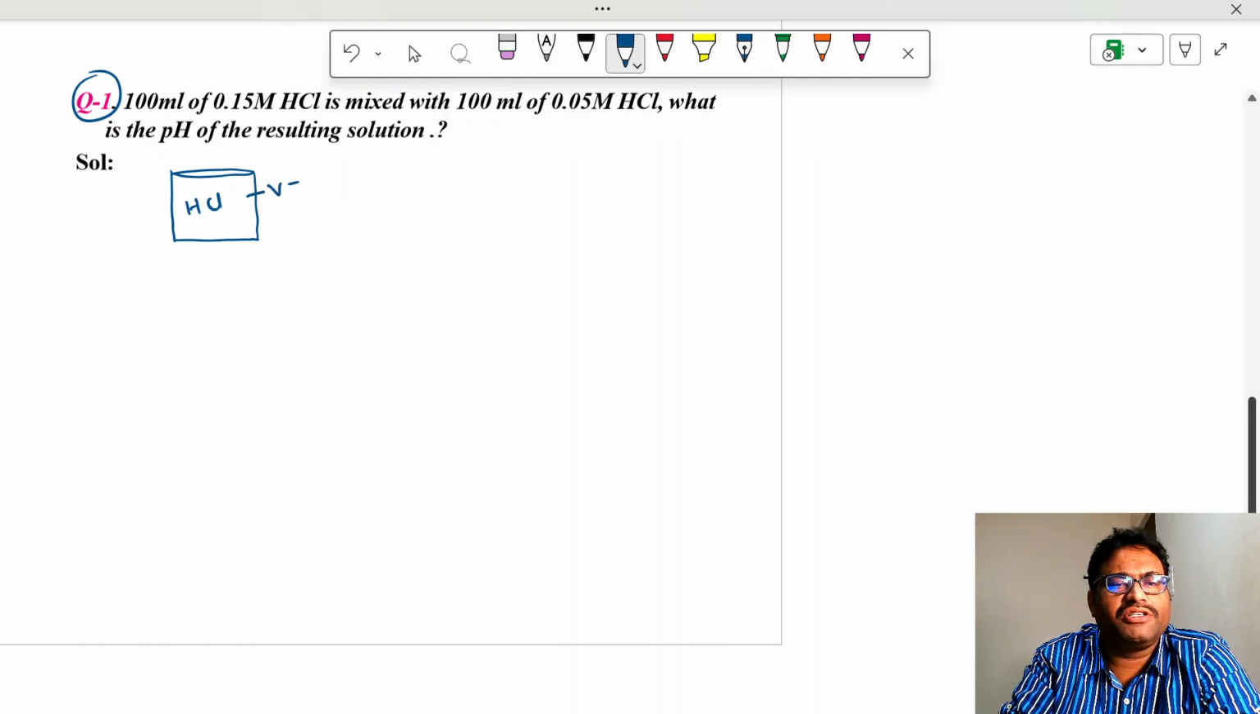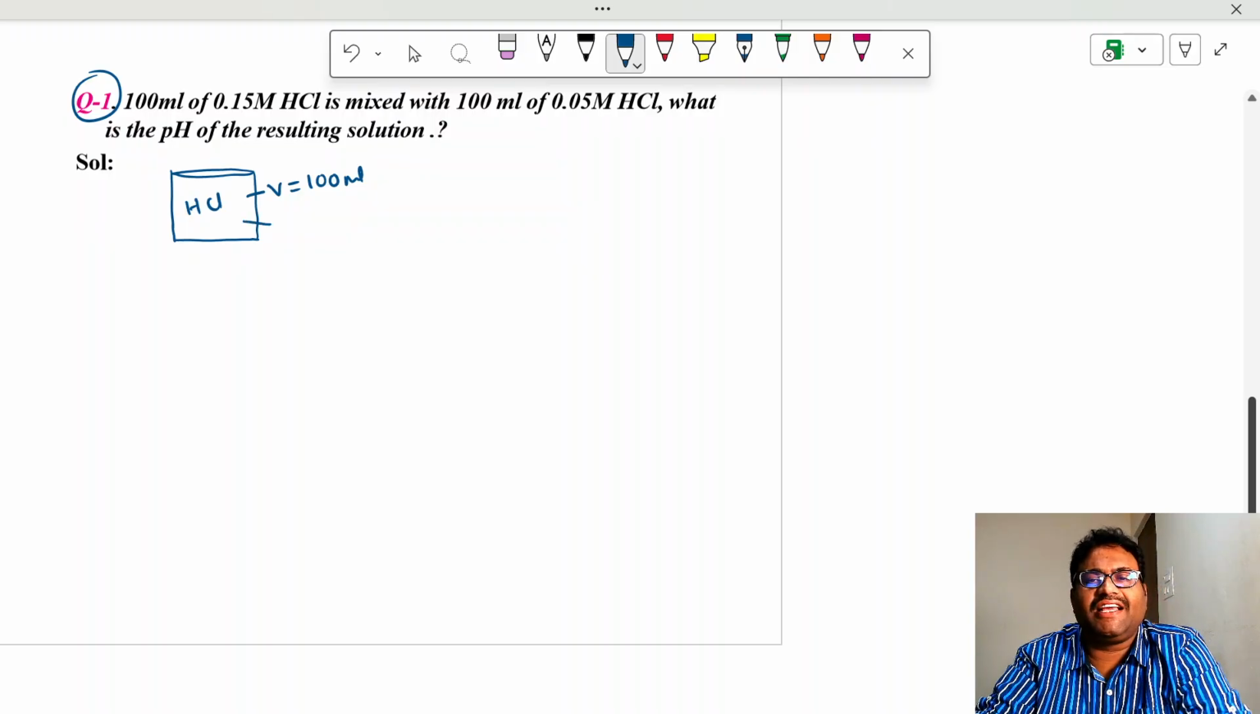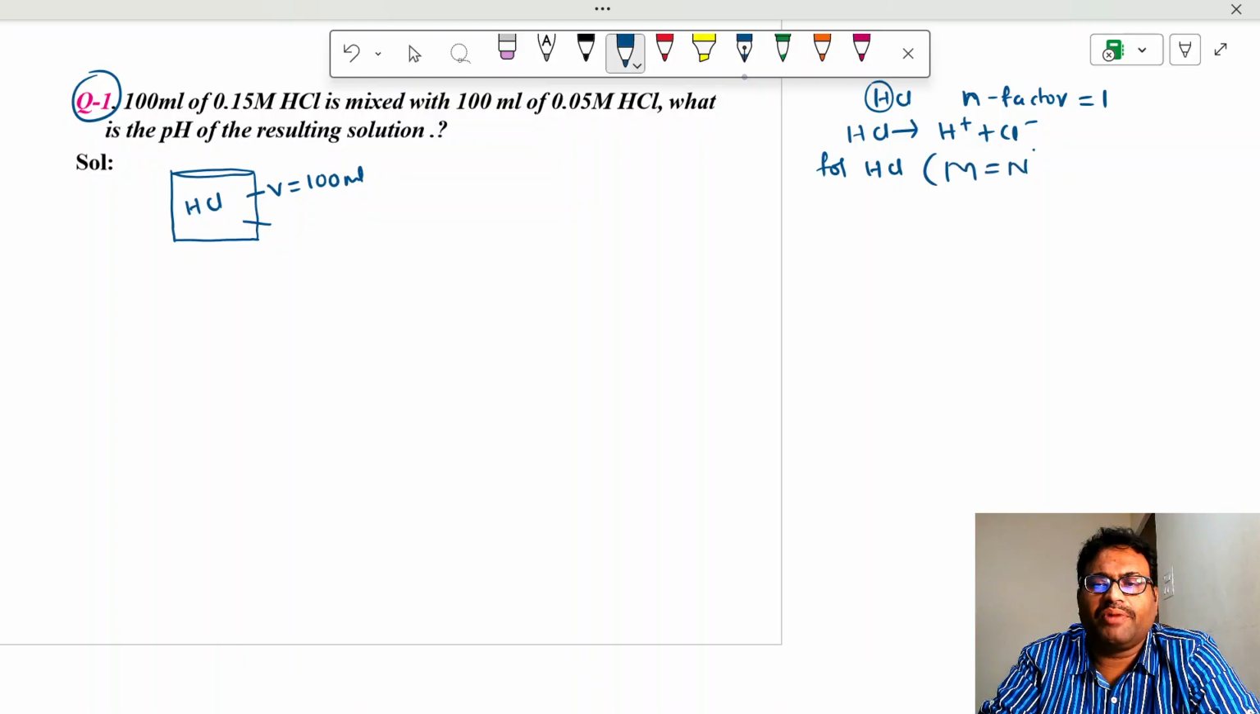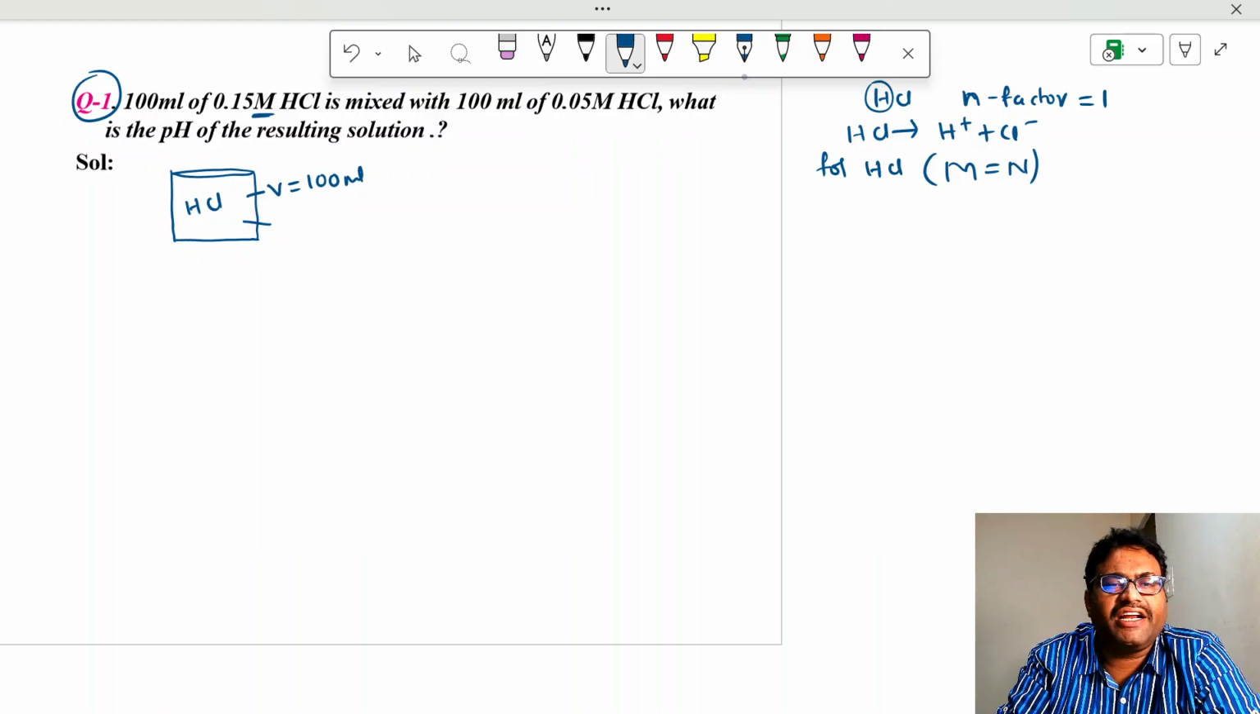HCl whose volume is equal to 100 ml, whose molarity for HCl I can write as 0.15 molar. What is the n factor for HCl? 1, because only one replaceable hydrogen is present. HCl dissociates to form H plus and Cl minus. So for HCl especially, molarity is equal to normality. So here it is given molarity, so directly I can write normality, so 0.15 normal.